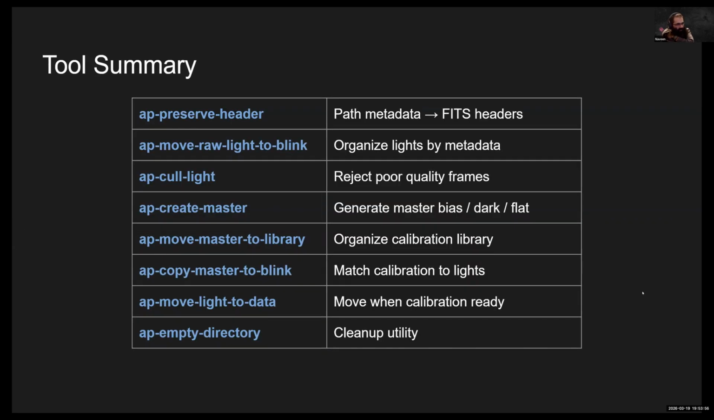Bit of a wall of text, but these are those tools just mentioned again. And there's one that I didn't mention. I've got one that does a simple empty a directory. It's pointed at a directory and it will delete everything in it. I use that for cleaning up after the master frame calibration, and it'll remove the raw bias, dark and flat images after everything's done.